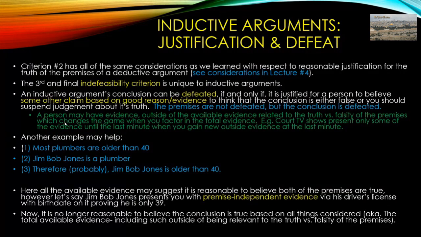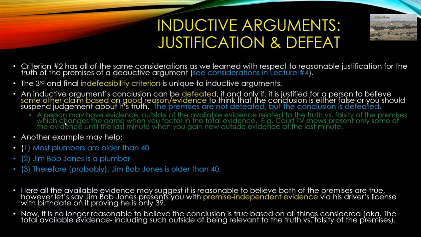Inductive arguments. Let's look at the next criterion, number 2, justification: you're rationally justified in believing all the premises are true based on the available relevant evidence. Now, this is basically the same considerations as we gave in the deductive argument criterion number 2. So everything I mentioned there in lecture 4 is exactly the same here, right? You have the principles of rational and proportional belief, and you have to match the strength of your justification and belief, or degree of belief or credence, to the degree of evidence or warrant or justification that you have for believing that the premise is true. Okay, so I'm not going to repeat that.